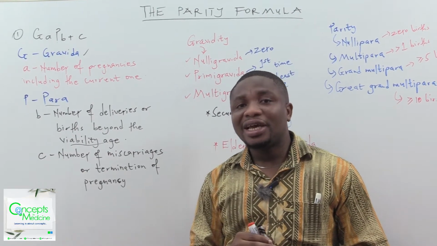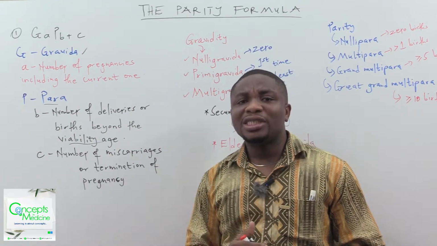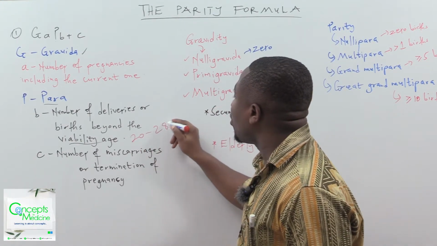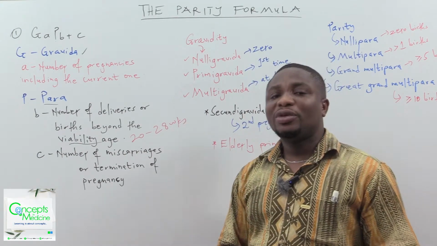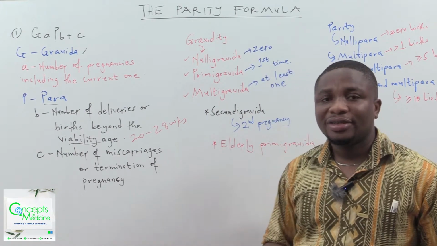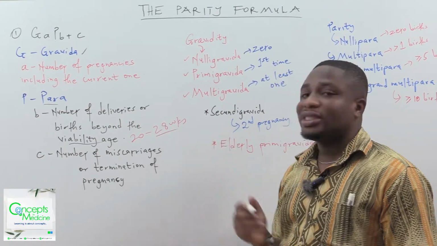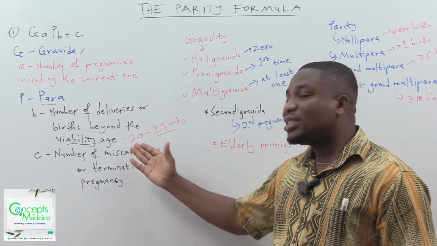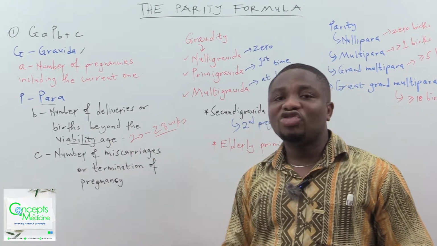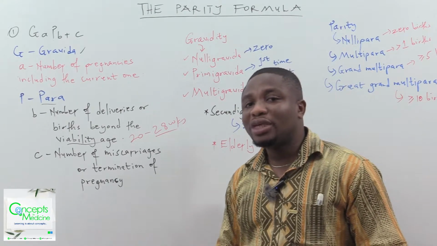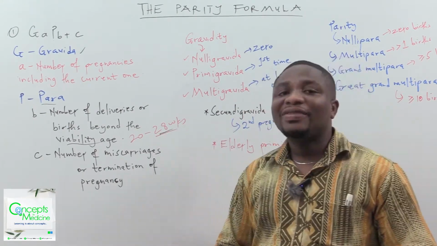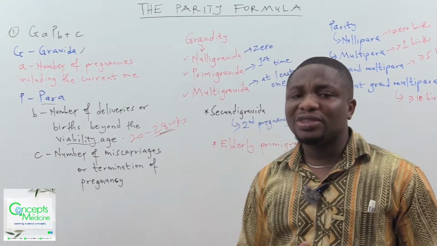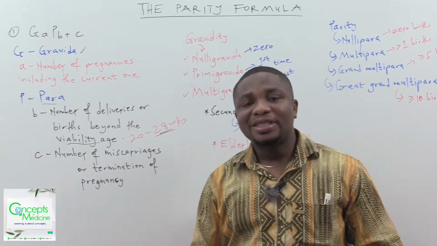And this gestational age varies from one jurisdiction to the other. It ranges from 20 to 28 weeks of gestation. If you take a country like Ghana, it is going to be 28 weeks. If we take other developed countries, then we are looking at 22 weeks. But if you are looking at developing countries, the viability age is going to be 28 weeks. Now that the viability age is very clear, we are going to be using it to define a whole lot of stuff in the parity formula.